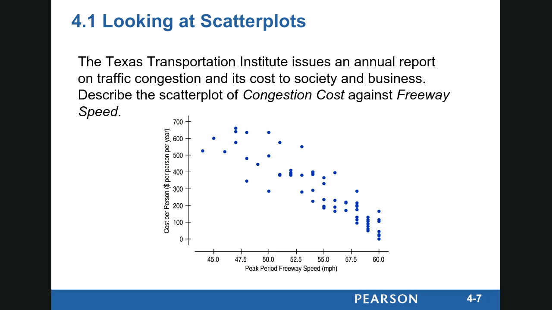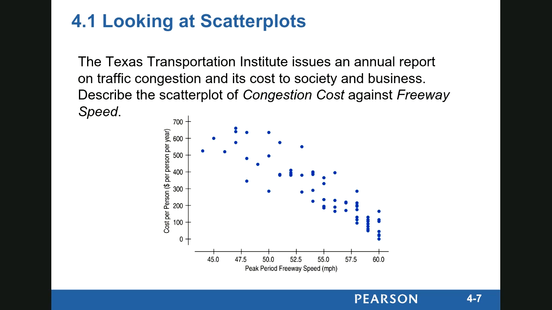There's this institute called the Texas Transportation Institute, and it issues an annual report on the traffic congestion and what it costs to society and what it costs to businesses. Okay, so they did the work for us. They created the scatter plot. They collected the data. The x-axis is peak period freeway speed given in miles per hour. The y-axis is cost per person, dollars per person per year.